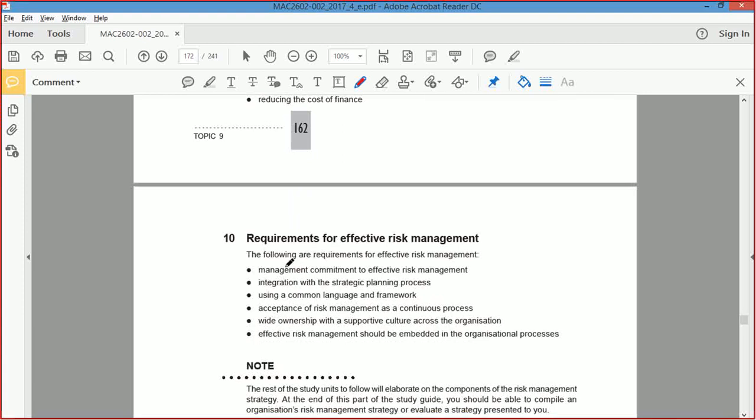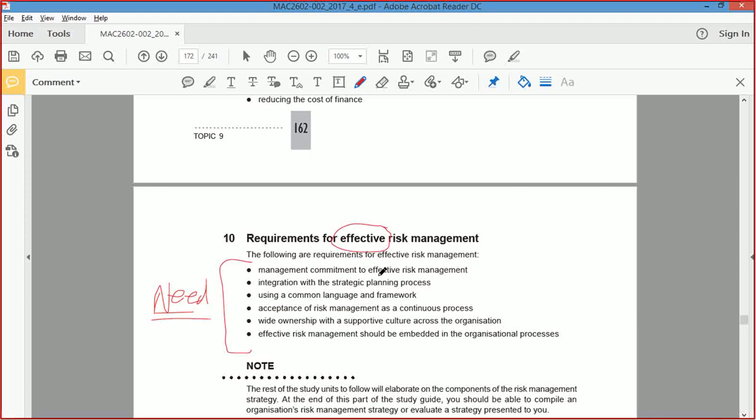Requirements, that's just looking at what we need. What do we need in order to have good risk management? The most important thing here is definitely resources. Then management's commitment, integration with planning processes, common language and framework, and acceptance. Everyone needs to buy into the process. The whole company needs to buy into the process.